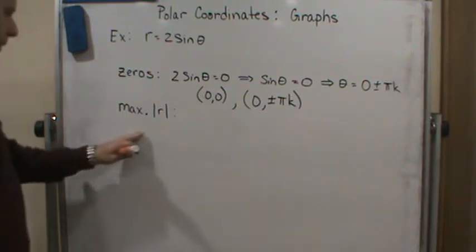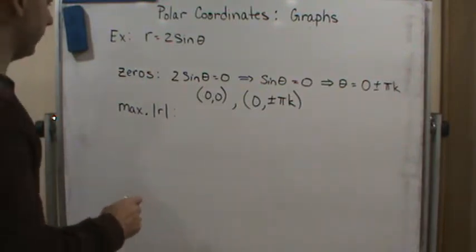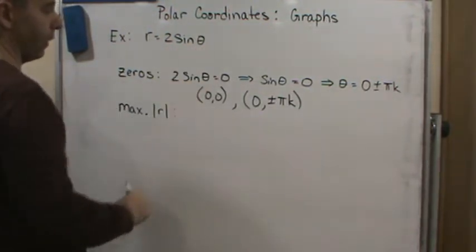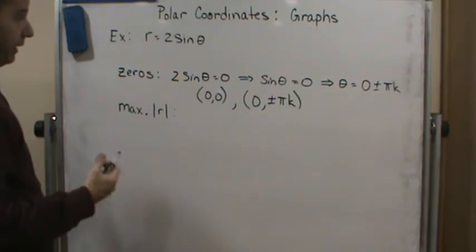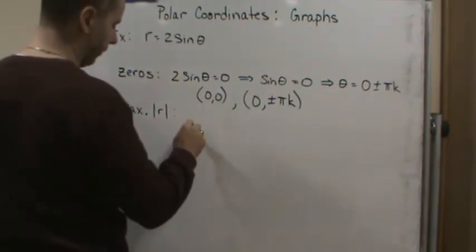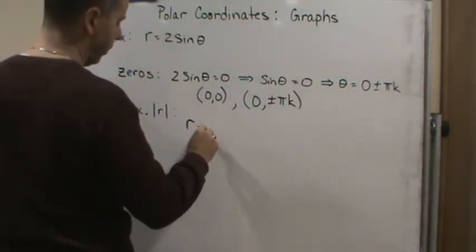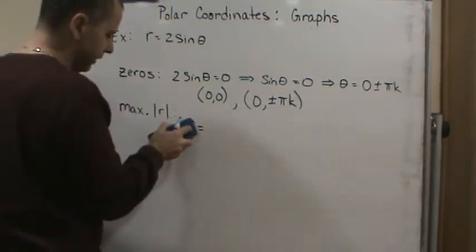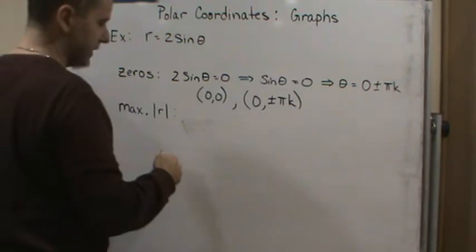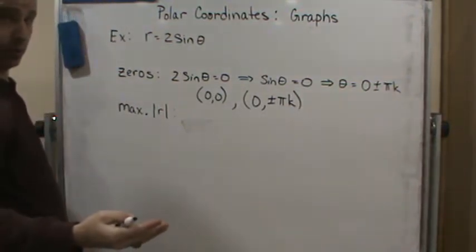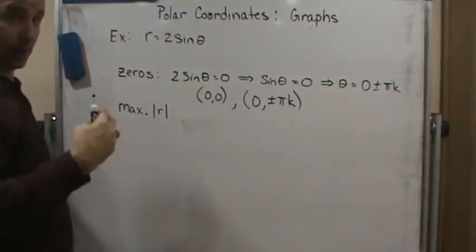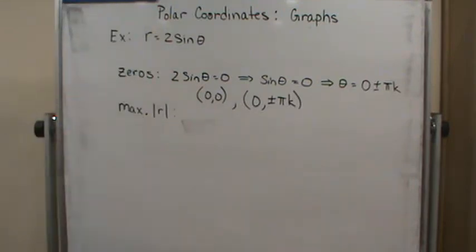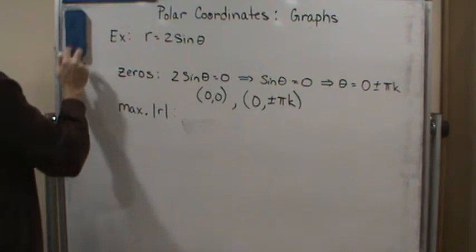Now what about the maximum? Let's find the maximum value of r. Okay, so now to find the maximum value of r, we find where sine is maximized. So where is sine maximized? Well, we know that sine is maximized at pi over 2 and any multiple of pi added or subtracted from pi over 2.